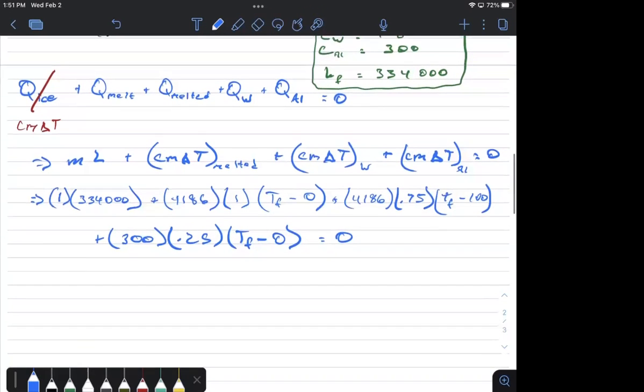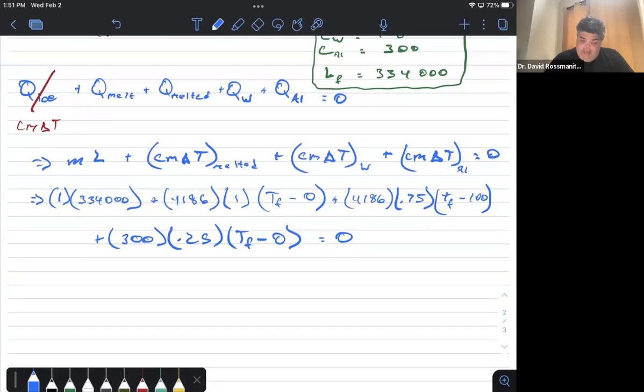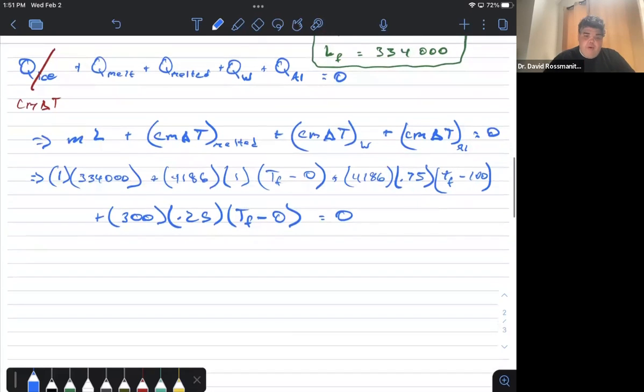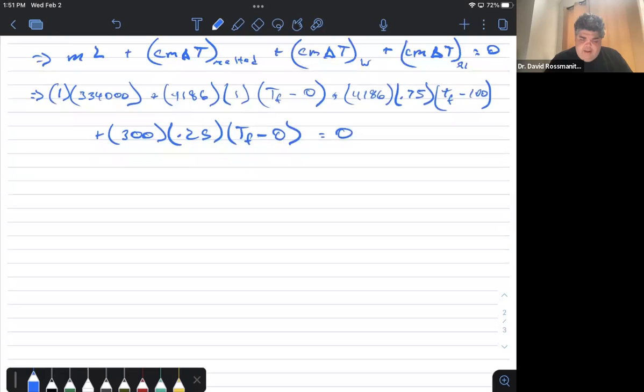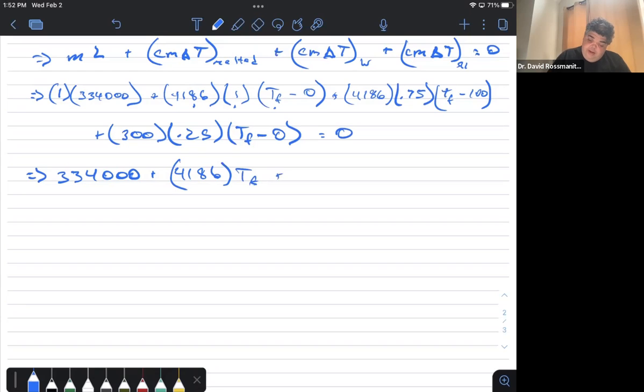All right, I know the class is technically finished. Let me quickly get these numbers just so we could get a final answer. So we get our calculator. We say, okay, the first term, 1 times 334,000. Of course, that's just 334,000. The next term, 4186 times 1 times TF is just 4186 times TF. The second term, 0, you don't need it. Next, 4186 times 0.75 times TF.